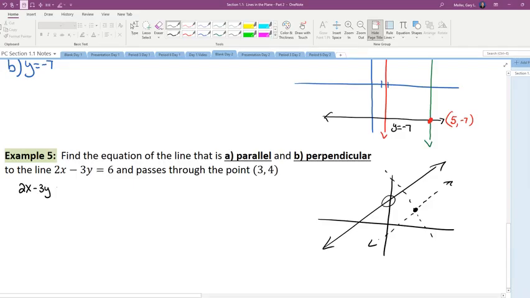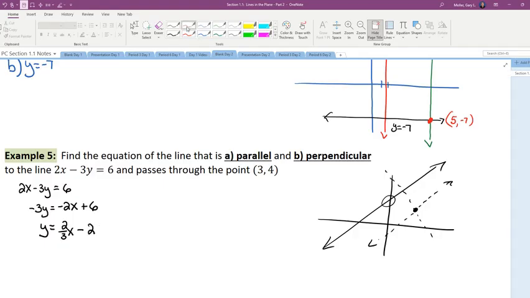2x minus 3y equals 6. So I'm going to subtract 2x. I'm not going to show myself subtracting 2x because at this level we should understand just by looking at the result what happened. And then I'm going to divide by -3, and again I'm not going to show that unless you need it. That's going to make this a positive 2/3 x, and this is going to turn into a -2. Not that I even care, because the only thing I care about is this right here. So my slope is 2/3. So a parallel slope is going to be 2/3.